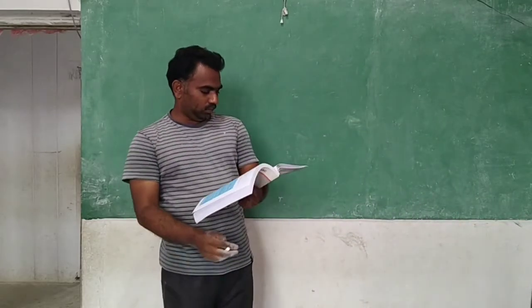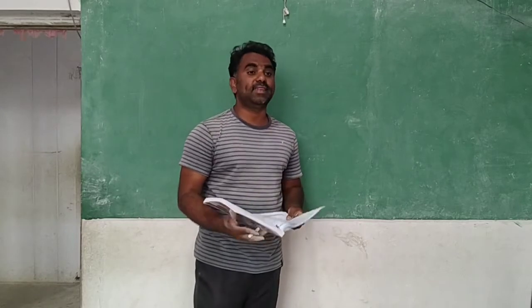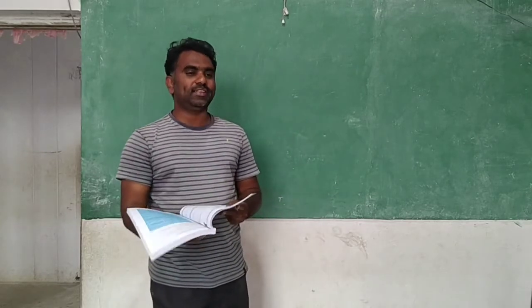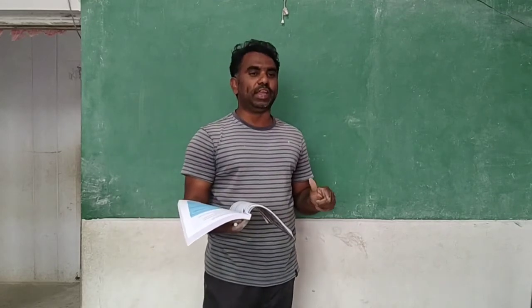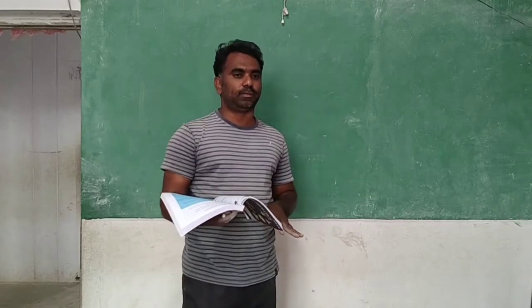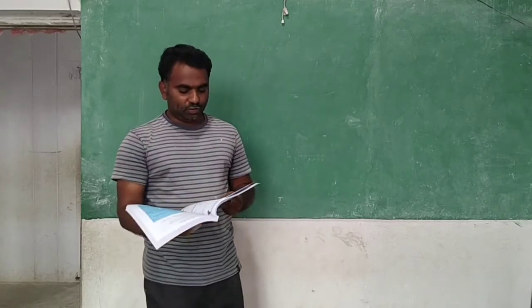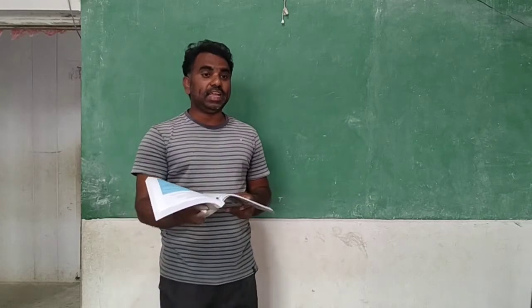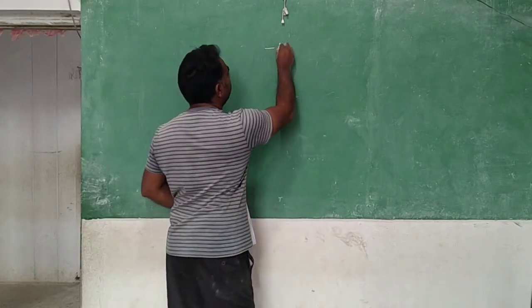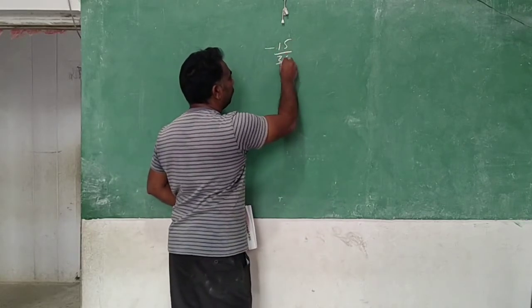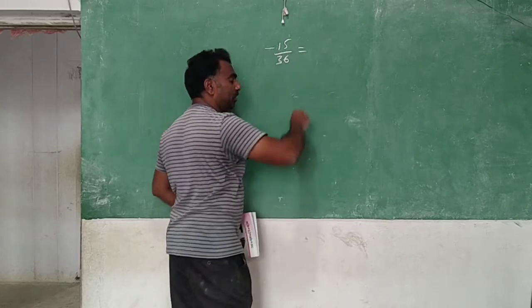Next one, exercise 7. The first question is the same. Equivalent fractions you need to write. Only 3 equivalent fractions for 2 by 3, and 3 equivalent fractions for minus 3 by 8. Next, second question. Write equivalent rational numbers for minus 15 by 36.